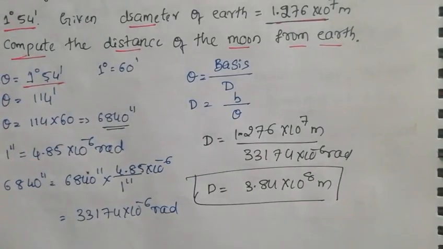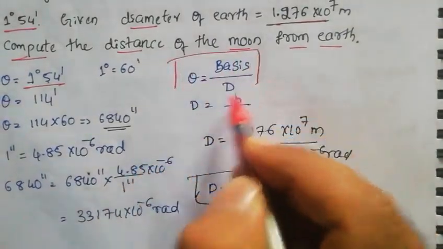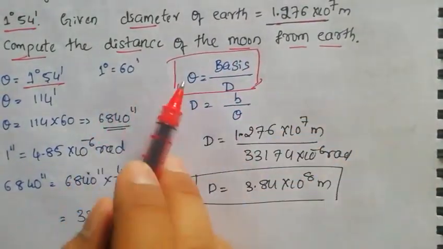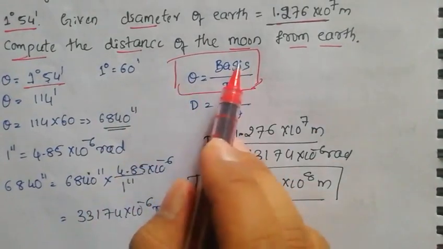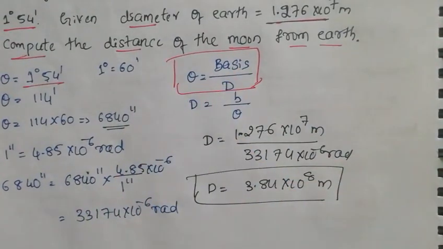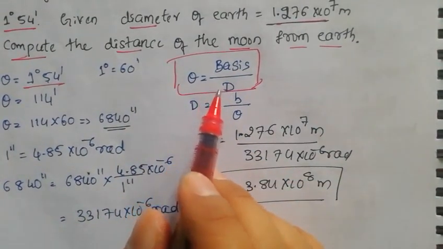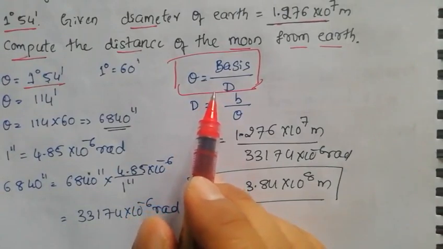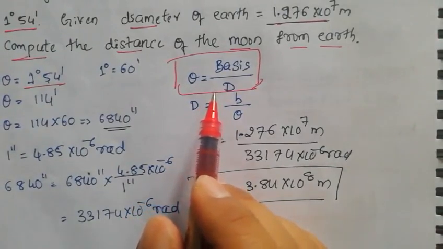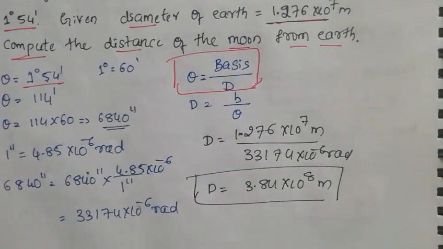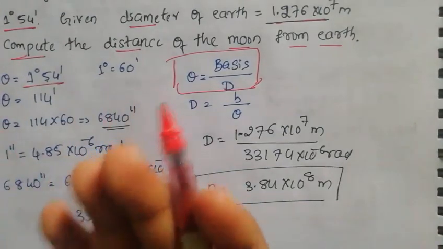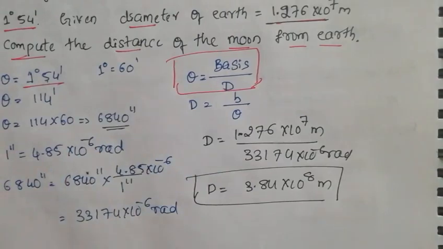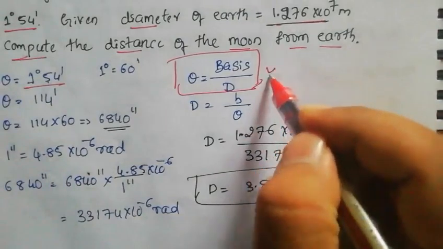So this is a way of calculating using the parallax method. You just remember this formula, where theta is the angle, basis means the distance between 2 points of observation, and D is the actual distance from the point of observation to where you are looking, the star or whatever it is. In place of the moon, they can ask you about a star or any other thing. Basically, you should remember this formula.